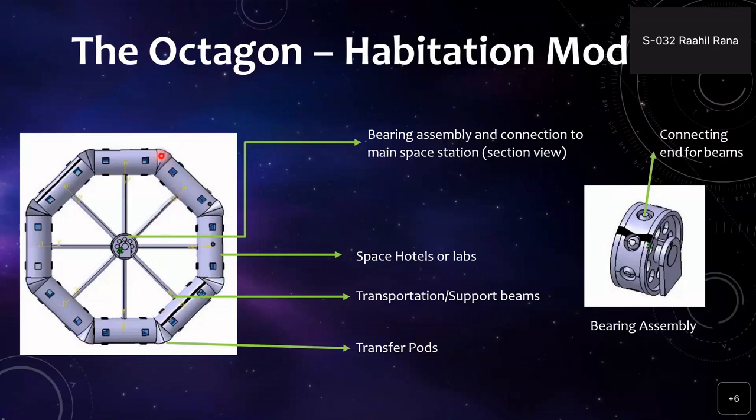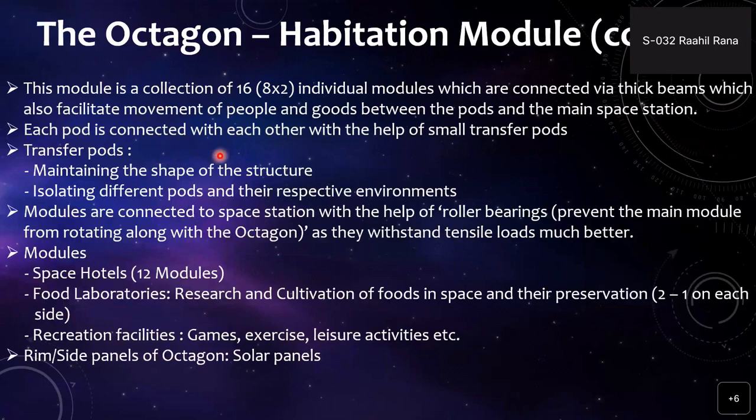The individual triangular pods you can see in the front view are the transfer pods, which act as airlocks. Those are mini airlocks which separate the environment between each of these modules and also improve the structural integrity of the structure, because here we'll be avoiding sharp edges. That's why curved edges are much better. And from here we can tell the modules which we have.